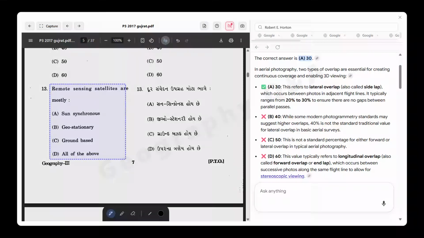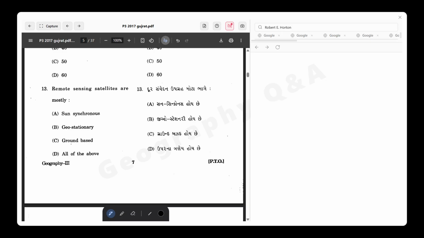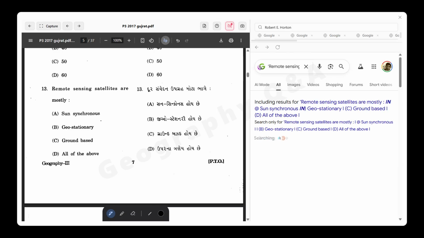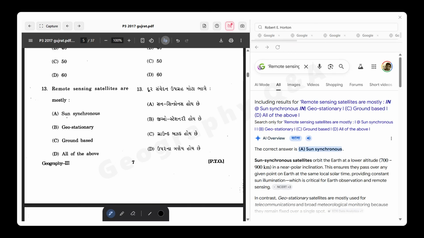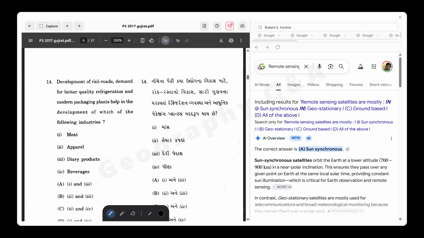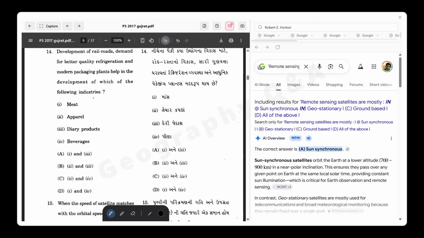The remote sensing satellites are mostly sun-synchronous, geostationary, or ground-based. So both can be, but mostly sun-synchronous. Because of the light, whatever they are capturing, if there is no light, then there is no sense in capturing. But this is as per SAR data, which is something different from what usually happens.